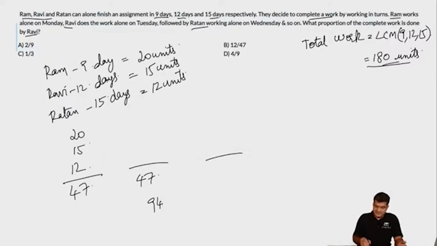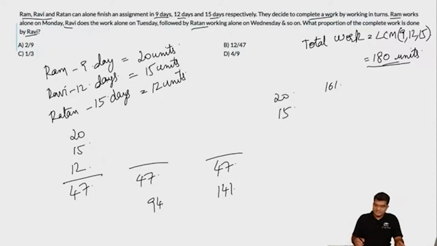After the third cycle repeats, another 47 units are finished. So the total work that is done is 94 plus 47, which is 141. After this, again Ram will do 20. So the total work that is done is 141 plus 20, which is 161. Then Ravi does another 15.